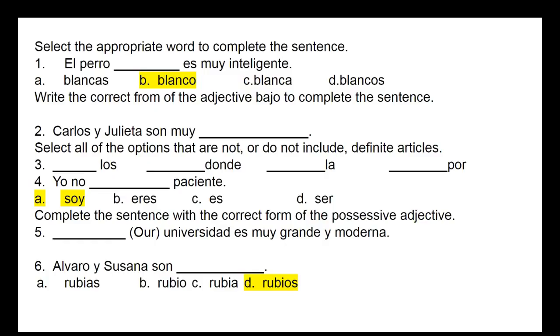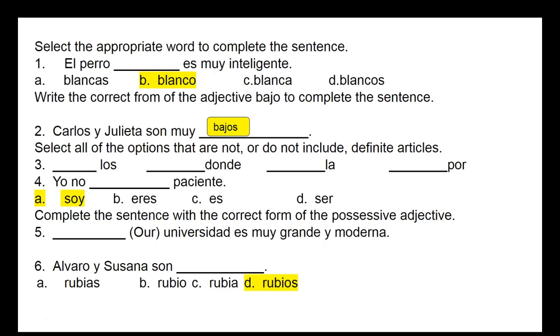So the appropriate word to complete the sentence: El perro blanco es muy inteligente. So this is your adjective. Because perro is masculine, blanco needs to be masculine. Write the correct form of the adjective bajo. Carlos y Julieta son muy bajos, right? Because you have two, and it's plural, and there's a man and a woman, right? Remember, the masculine always takes precedence.